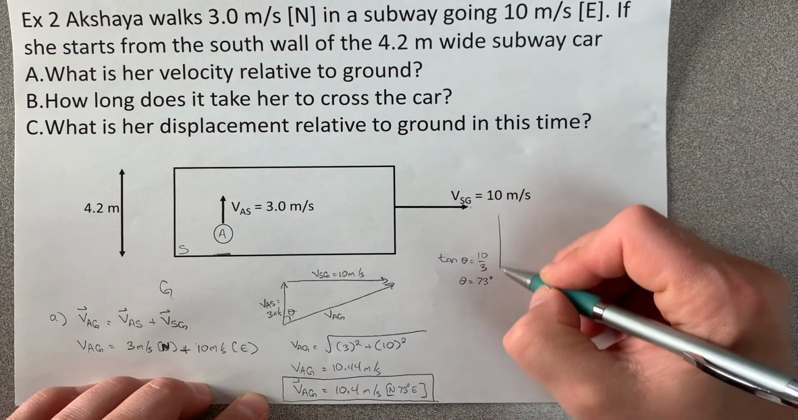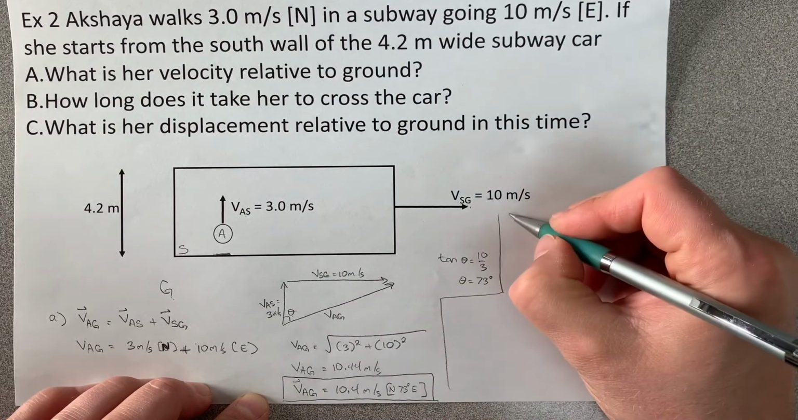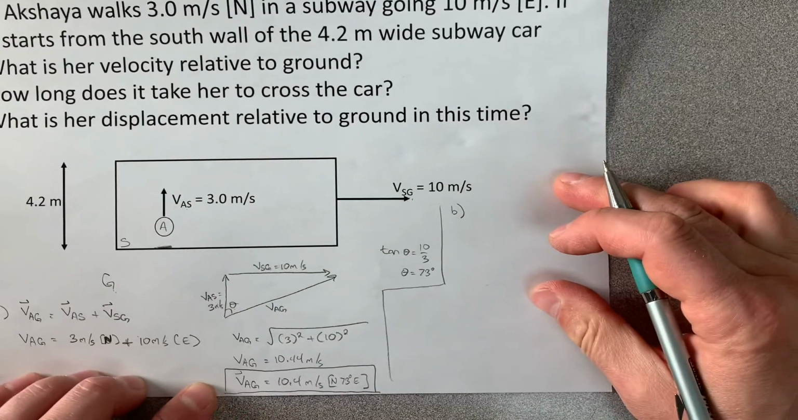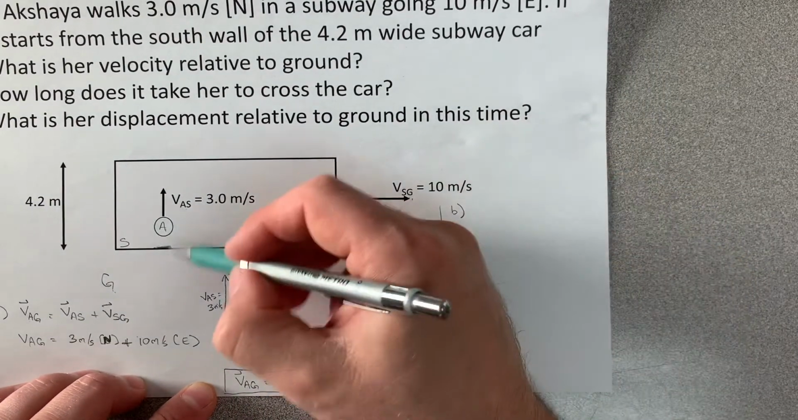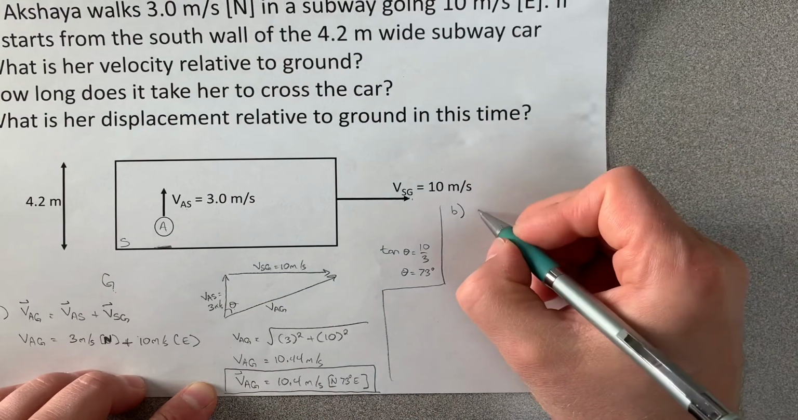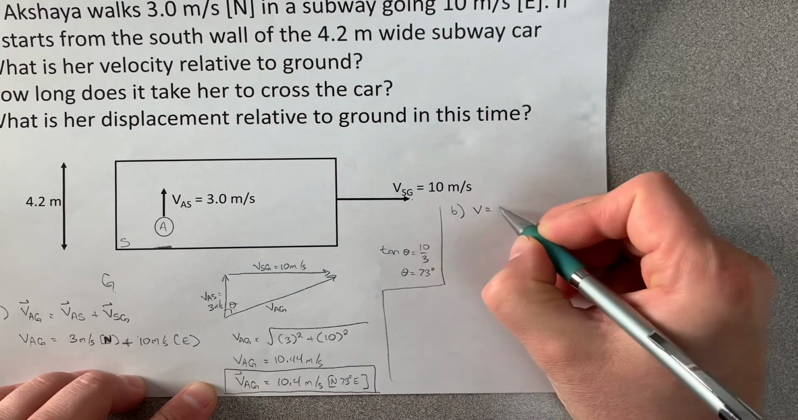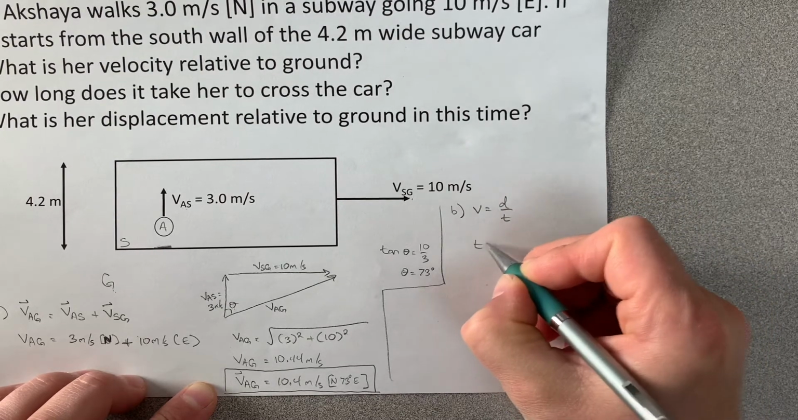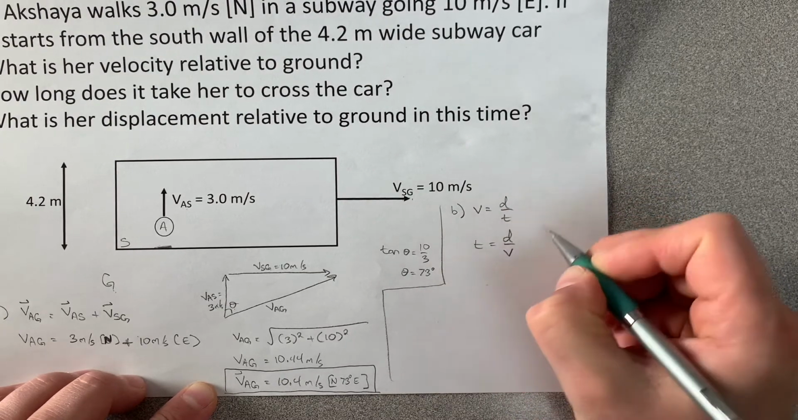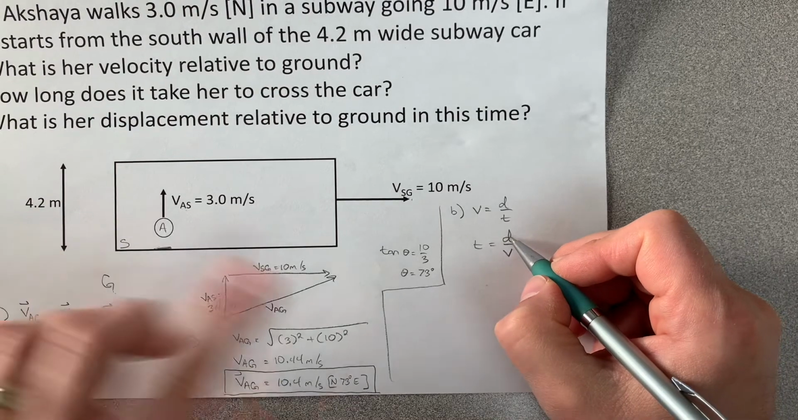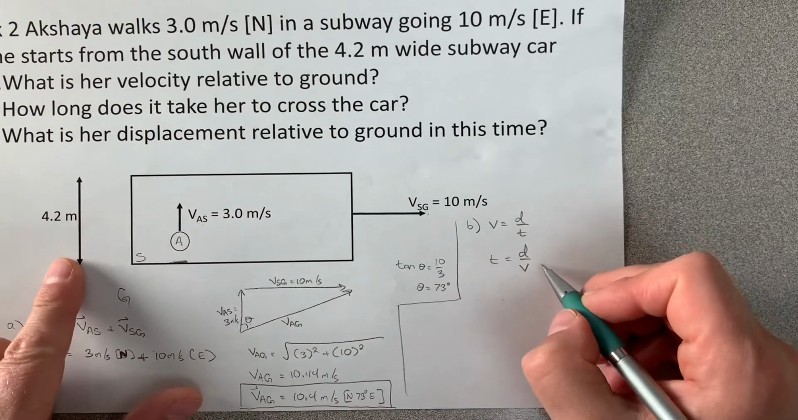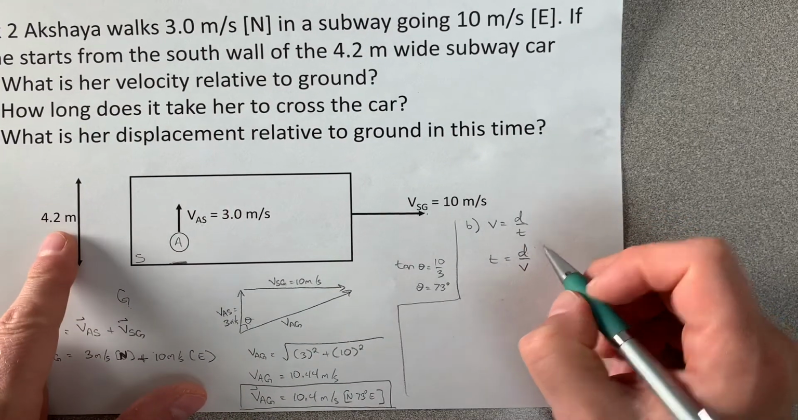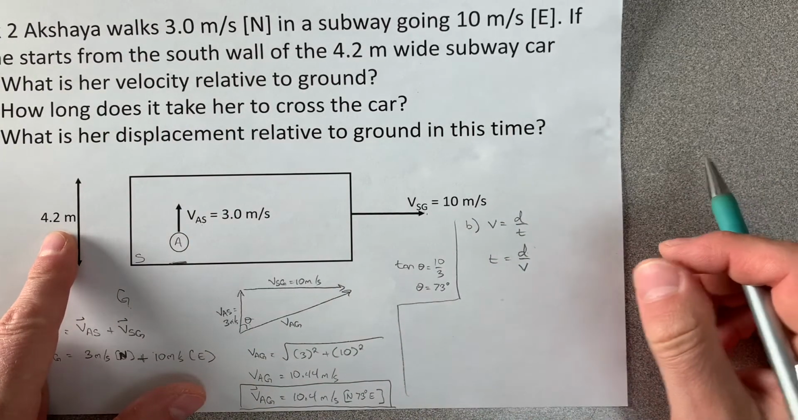Part B then asks, how long does it take her to cross the car? And this is one of these simple ones, we're just using velocities, displacement over time. I'm going to rearrange. Time is displacement over velocity. Now the question is, what numbers am I using? So for example, for D, I want to use this 4.2 meters. That's the only distance that I've got.